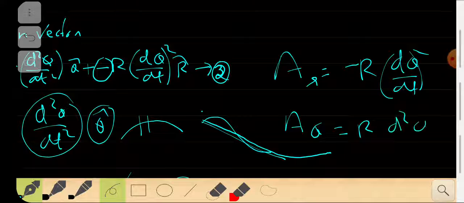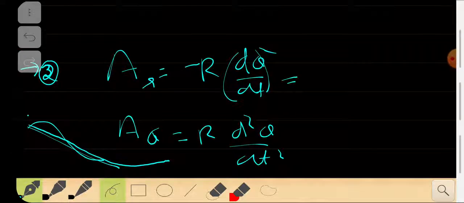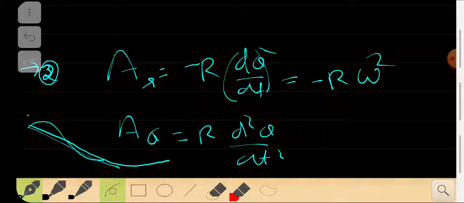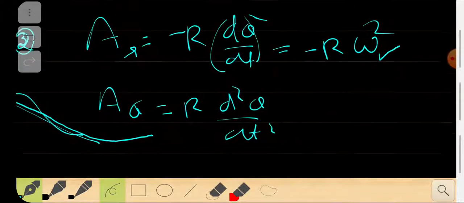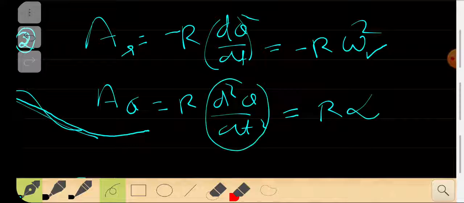d square theta by dt square. And here we have explained what d theta by dt is: minus r omega square. So omega is called angular velocity, you can call it angular v. And here in the theta cap direction the acceleration had r alpha, right? So alpha is called d square theta by dt square, and d theta by dt is called omega, right?